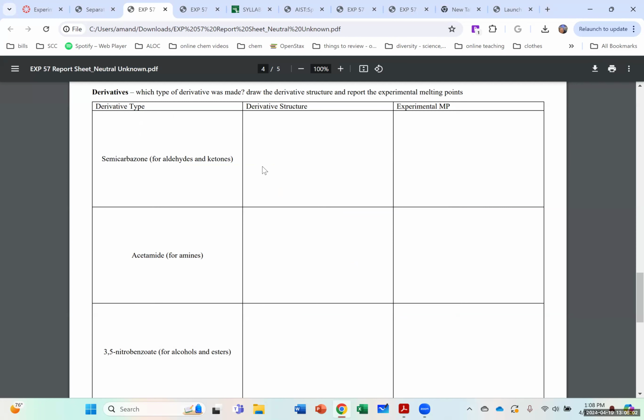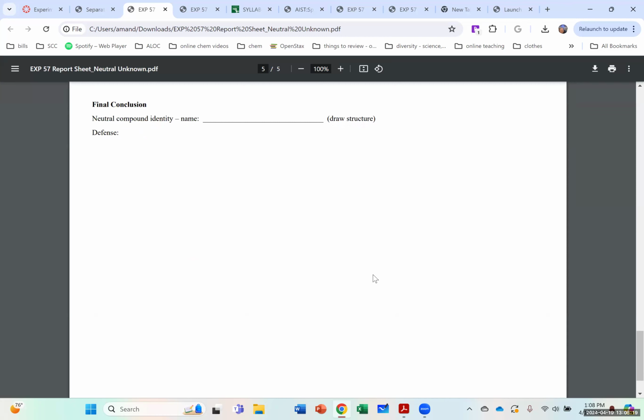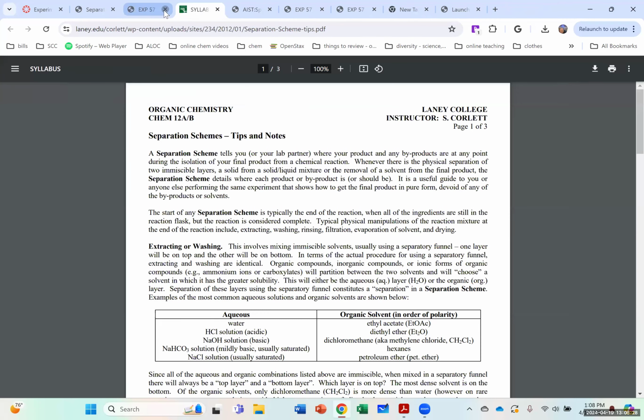So after you do it, you're going to draw the structure. This is probably just going to require some Googling, and then you're going to list that melting point. So this box right here is definitely bigger than it needs to be, but it's because I have this box here for you to draw that structure in. And then the last page is the same as the acidic. You're going to put the name, the structure, and then your defense for that unknown. All right, so I'm going to close these two because we've talked about both of them.